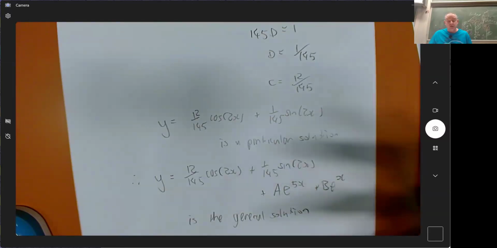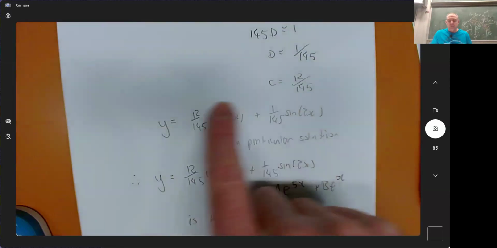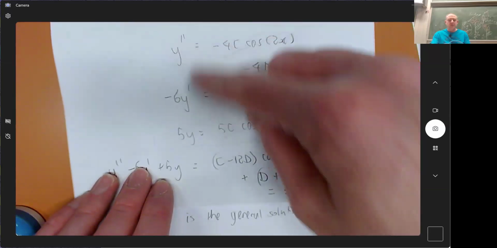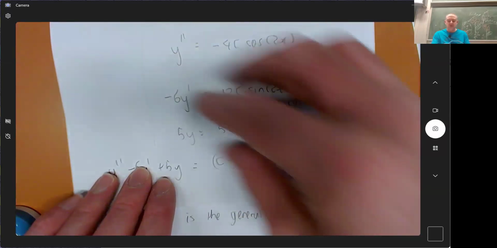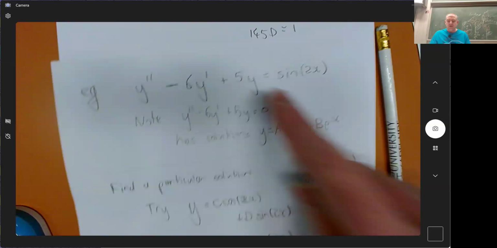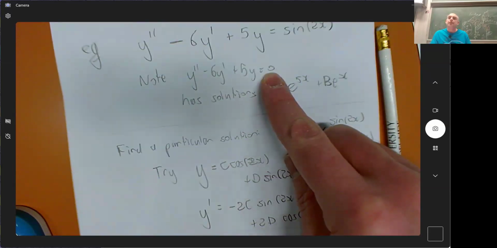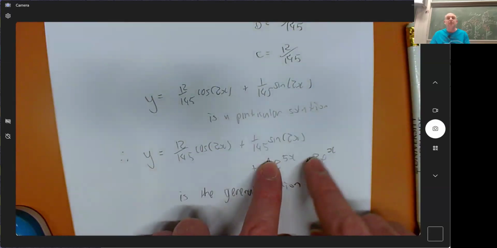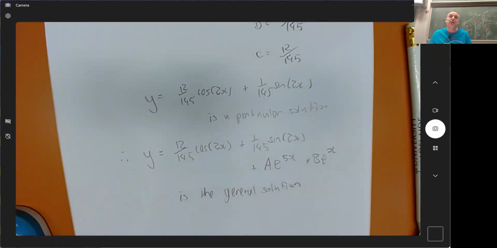And the reason this works is that I know that if I put this through this process here with the y dashes and the y double dashes and the y dashes and calculate it all, it comes out to sine of 2x. But I also know that if I put these through that process, they'll come out to 0. And so if I add them together, this bit will come out to sine of 2x and this bit will come out to 0. So it will still come out to sine of 2x after all. And therefore, it's another solution.